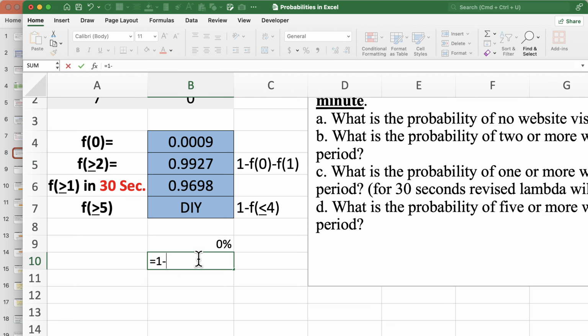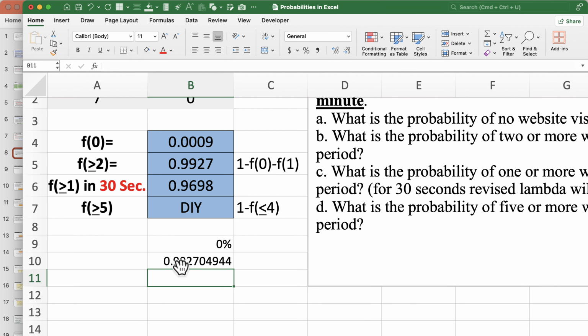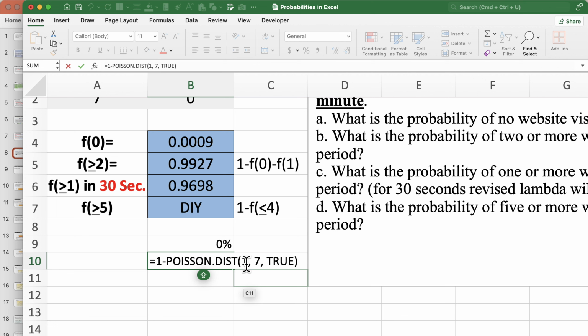I will write 1 minus POISSON.DIST, and then I will calculate 1, mean value is 7, and then I will write here true. I'm writing true here because that will give me the probability of 1 and 0, which I want to subtract from 1. So if I hit enter, that will give us this probability, that's 99.27%. And as you can see in this approach, we have one occurrence, and because we are using true, this highlighted part will give us the probability of 0 and 1 because it's cumulative probability.